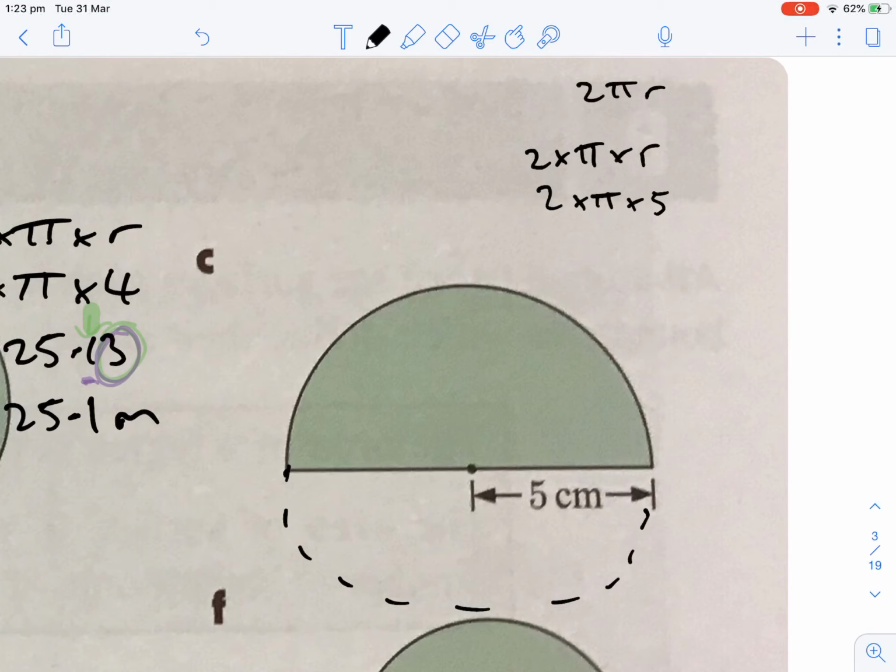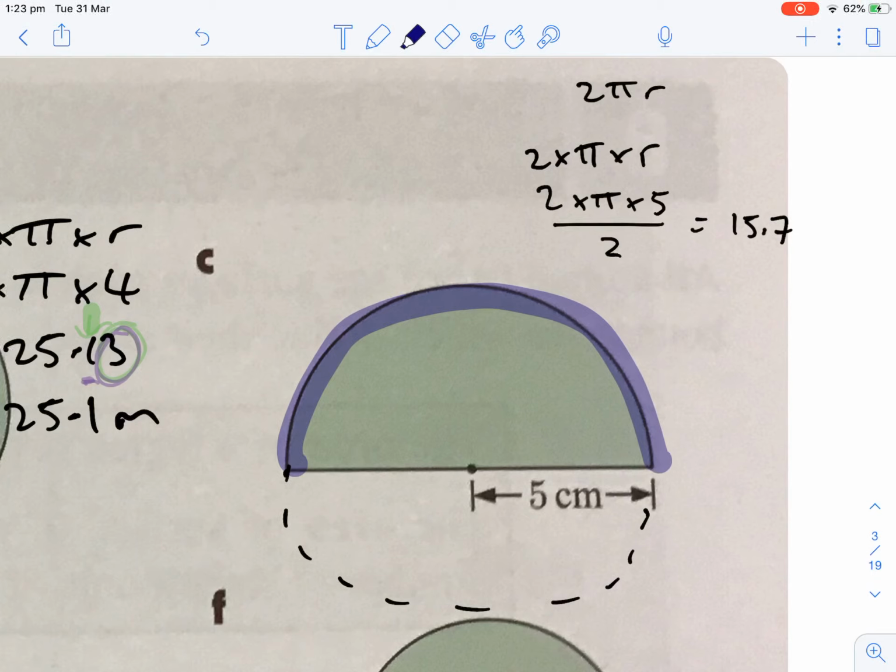So in this case, I'm just going to divide my answer by 2 because I've got half a circle. Otherwise, I could have times it by, remember we did the degrees divided by 360 thing. So in this case, 180 over 360, which is still a half. So once you put that through, you'd wind up with an answer of 15.7. That's just for the arc, so that's just getting the little arcy area around the outside there.